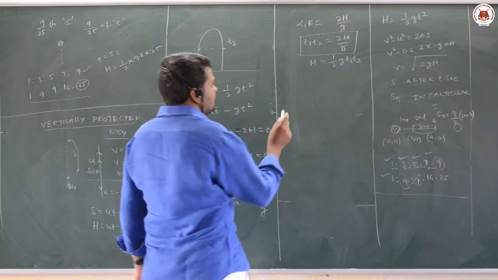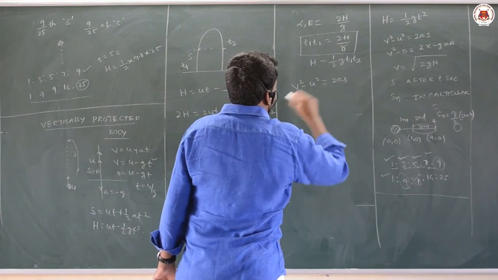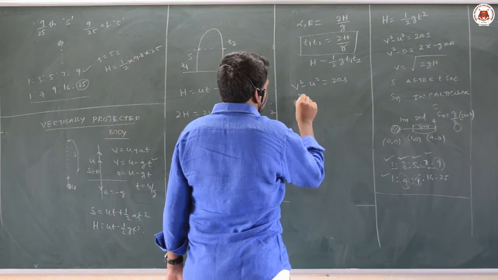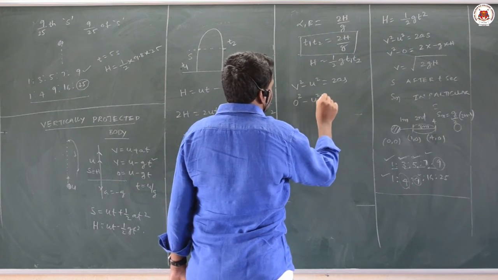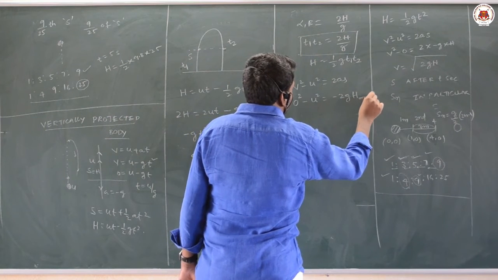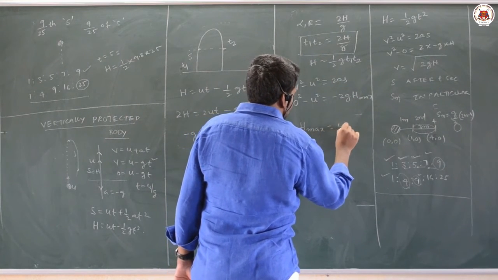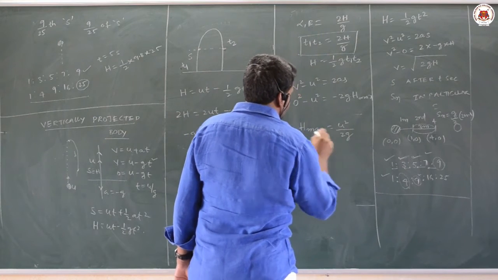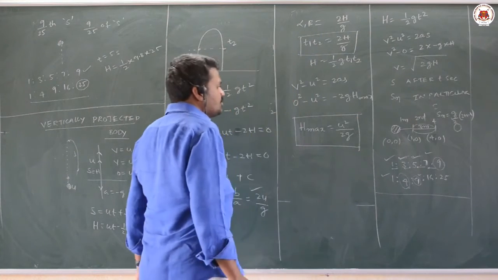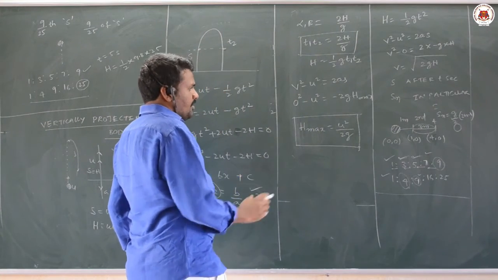And if you take the next formula, v square minus u square is equal to 2as. In this case, at maximum height its final velocity will be 0. So 0 square minus u square is equal to minus 2g h max, then h max, the maximum height, is equal to u square by 2g. This is the condition. So maximum height is equal to u square by 2g.